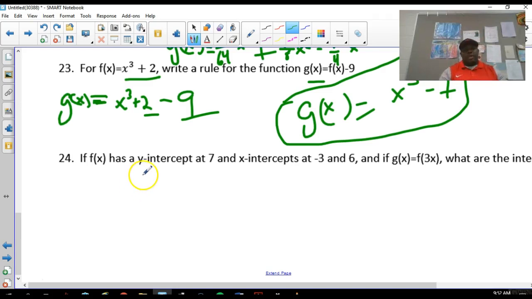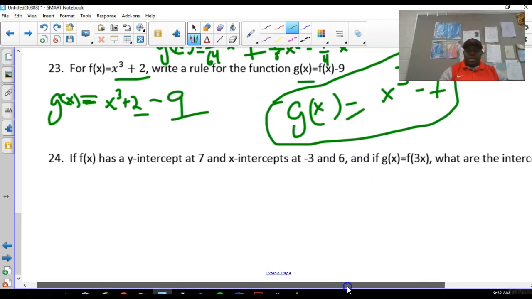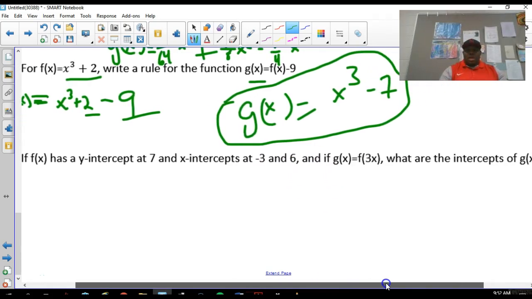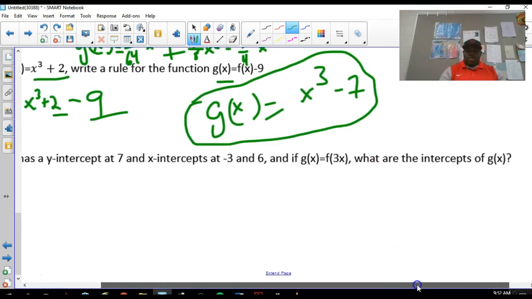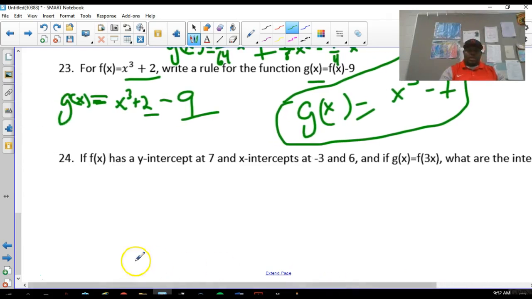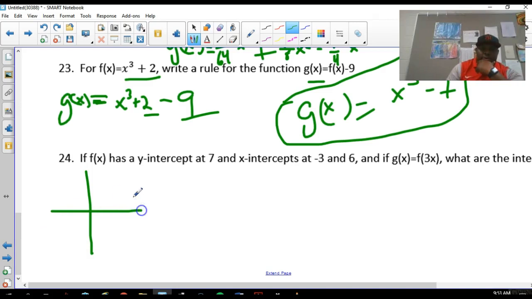Now, hey, if f of x has a y-intercept at 7, an x-intercept at -3 and 6, and if g of x equals f of 3x, where are the intercepts of g of x? Okay, so check this out. Let me show you. I'm going to make a quick grid. I want to show y'all something, okay?